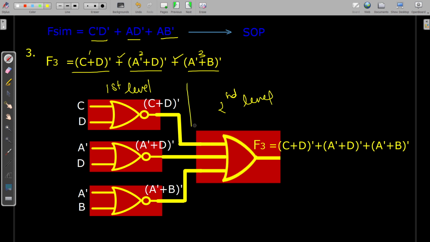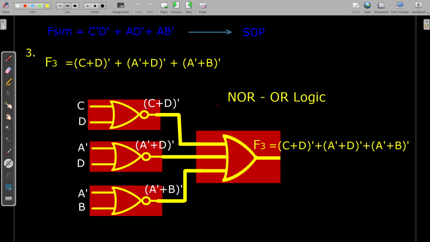So this is your second level. Up to this it is first level. Up to this it is first level. Then after this line it is your second level. So it is actually the NOR-OR logic. We have already seen it, but we have just named it. This is also asked in our problem.